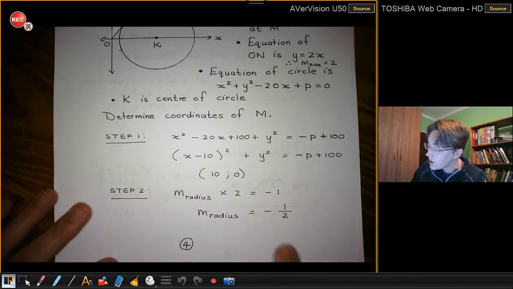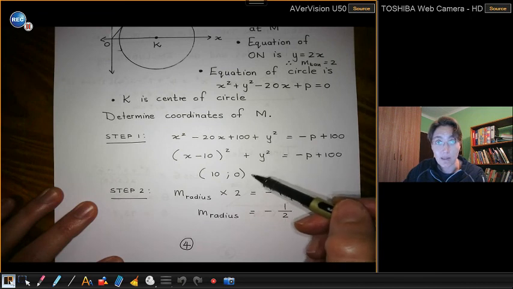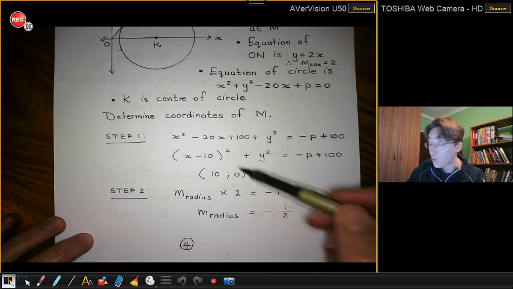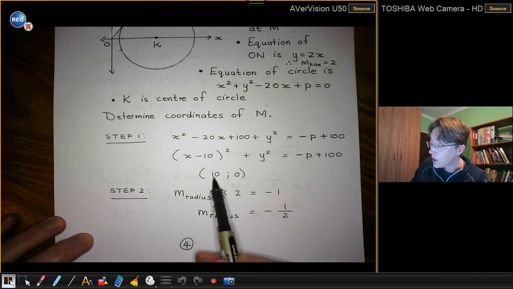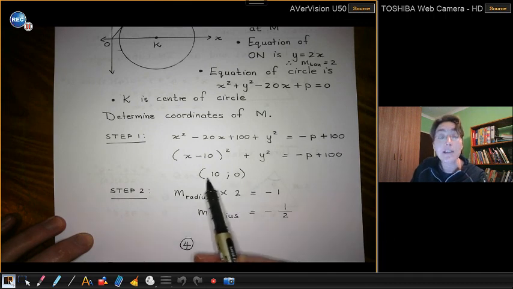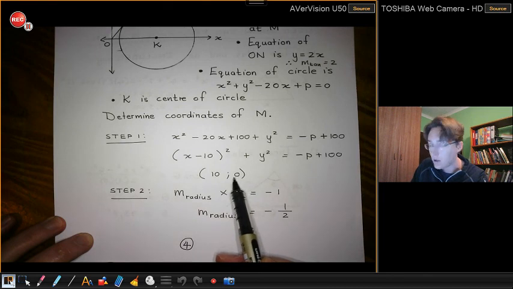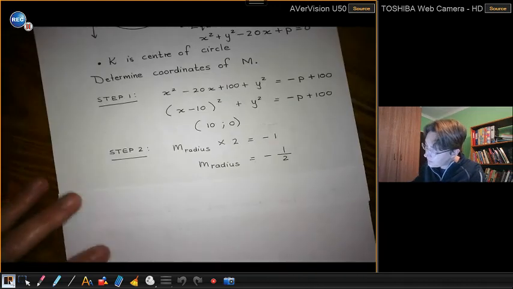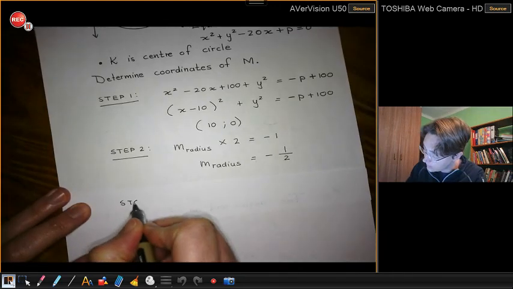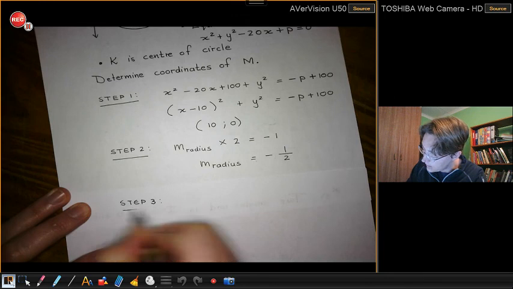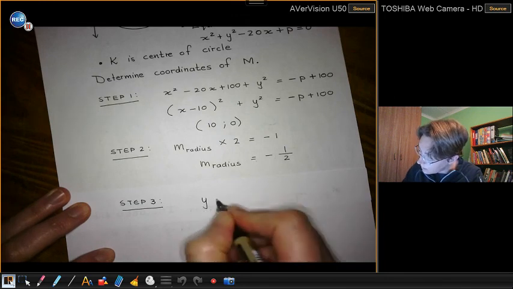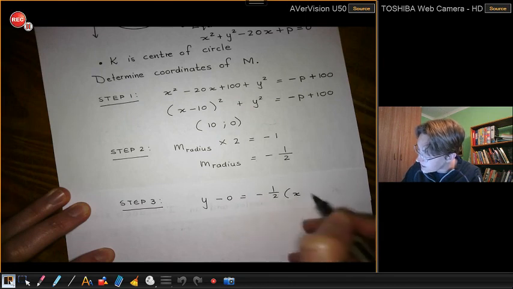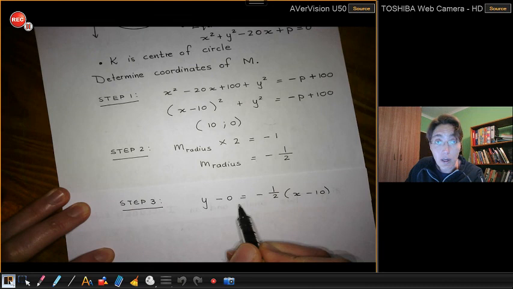And then I can just go and use this point. Because like I said, we're not currently trying to find the equation of the tangent. We're trying to find the equation of the radius. So that'll be the next step. And I'm going to use the center, because obviously the center does lie on the radius. So this is going to be step 3. And that's going to be y minus 0 is equal to -1/2 times (x minus 10). And like I said, this is the equation of the radius.